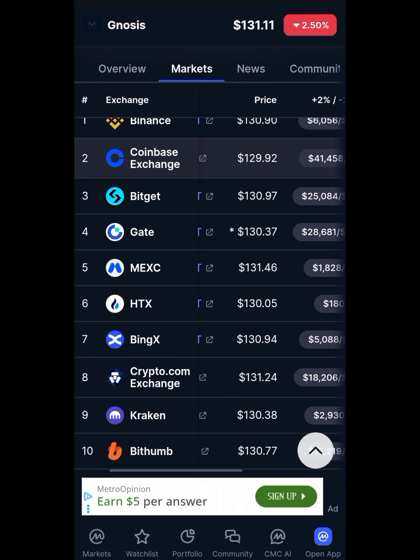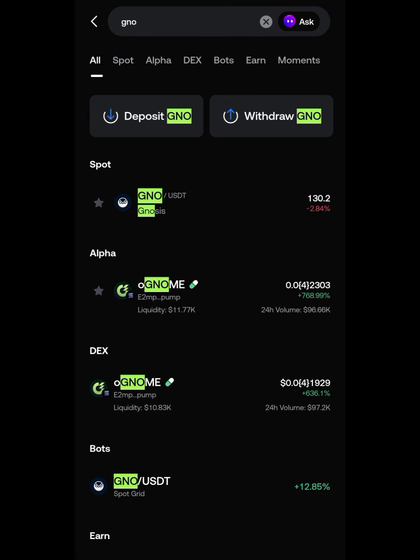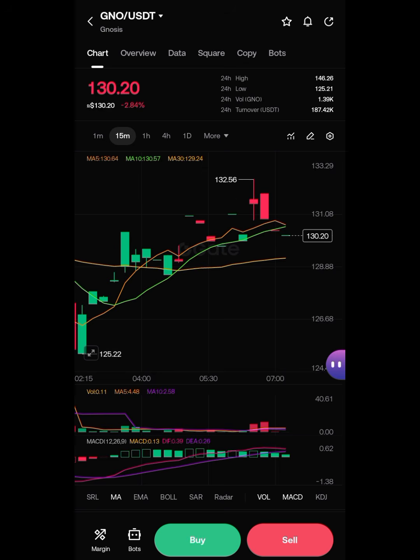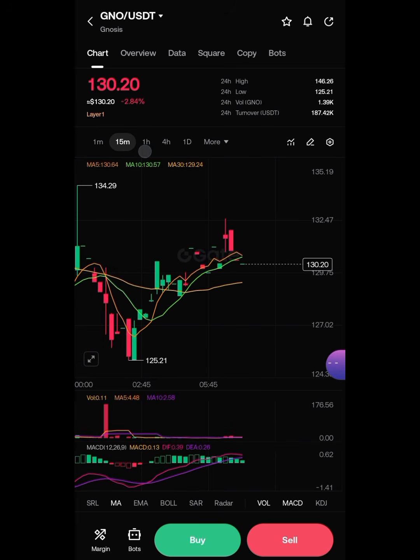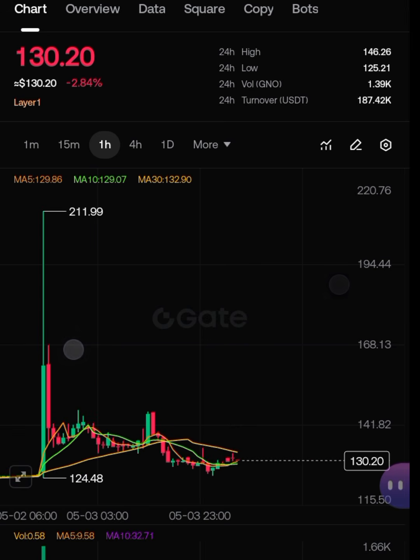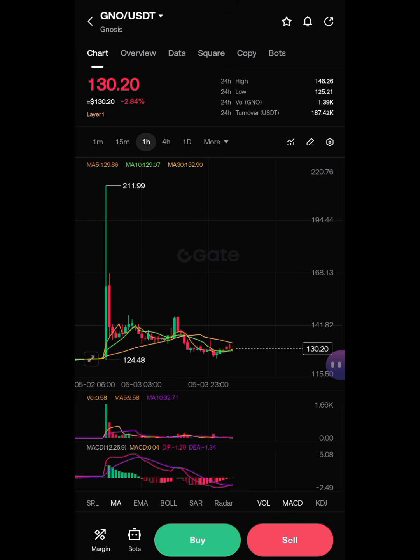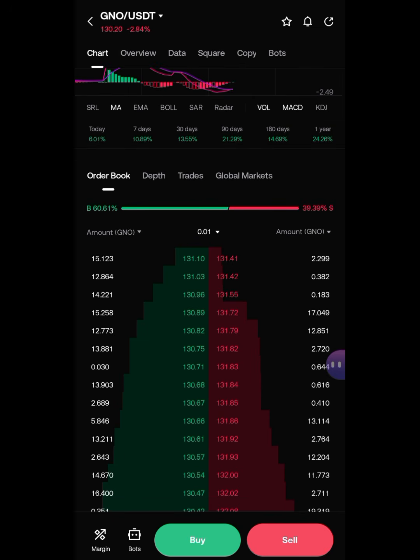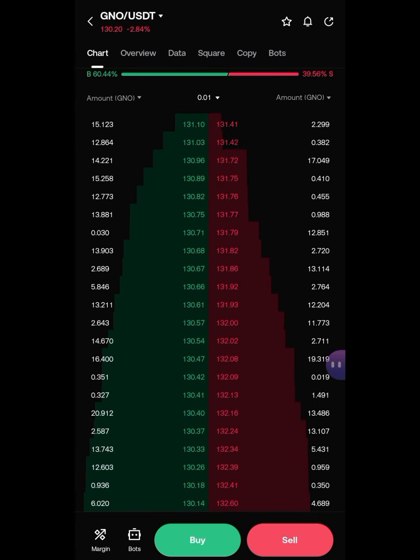So basically that's it. Let's just check this out on Gate.io and MEXC and see how much you can make from this arbitrage trade. Gate.io, GNO/USDT. Let me put it on the 1 hour time frame. Then volume on USDT is 187k, volume on GNO 1k. It's actually reasonable. Buys and sells are active.